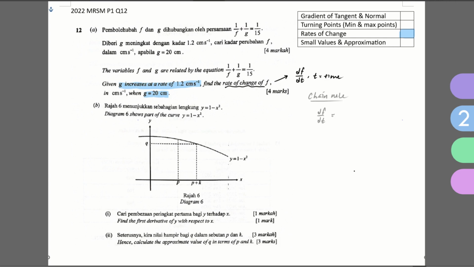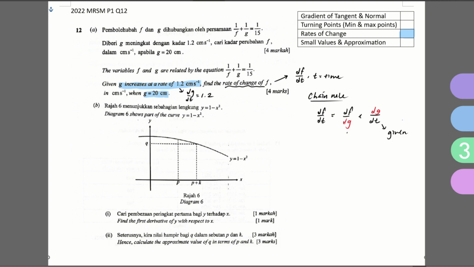We can actually use the chain rule, where we can split this fraction into two parts. So to fill in these two blank spaces, we need to find an unknown which does not appear in our equation but appears in the question. So what I'm referring to is the unknown G. So we can fill these two blank spaces with dG. So dG over dt is actually given in the question, which is the first thing we highlighted. So this sentence actually describes the rate of change of G. So we can express this as dG over dt equals 1.2.